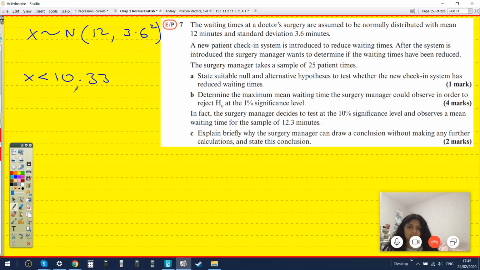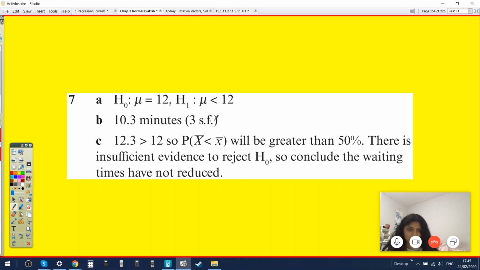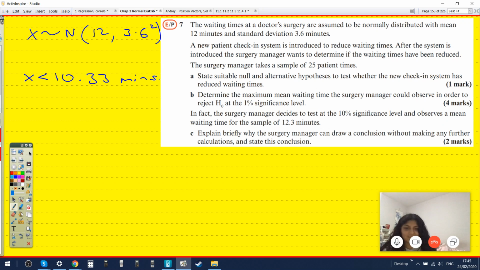So that's the max. Because if it's not in the critical region, you reject H1, right? Yeah. So if it is in the critical region, then you accept H1 and you reject H0. Okay. I'm getting this, kind of.